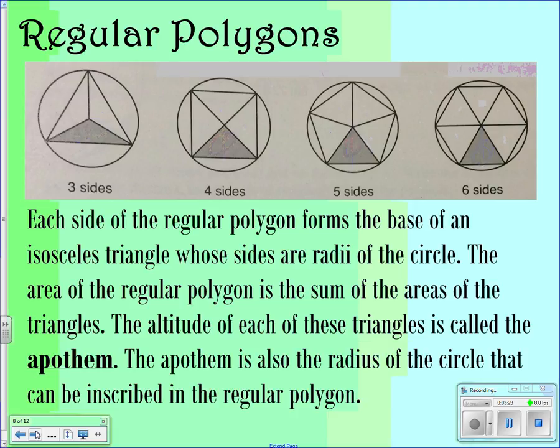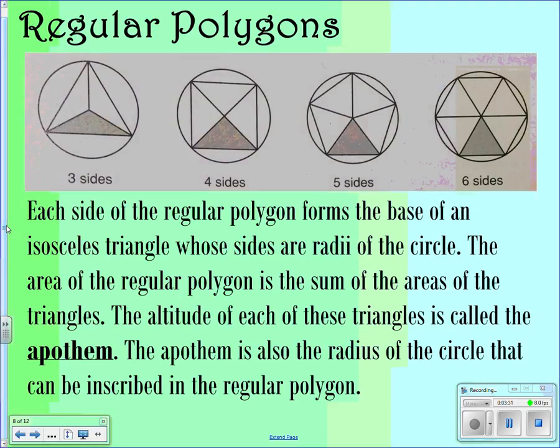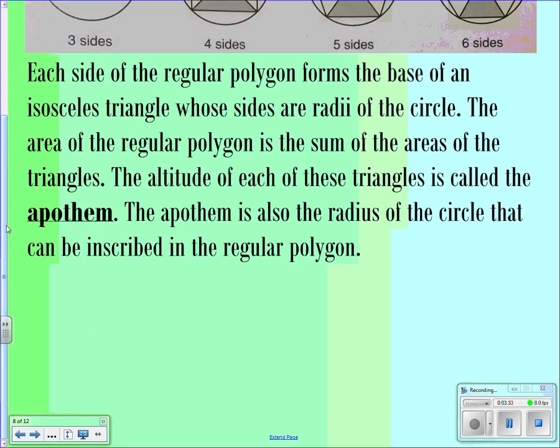The apothem is also the radius of the circle that can be inscribed in your regular polygon. So if I have a regular polygon, I can put a circle inside of it, and this is the apothem, and it's also the radius of the circle that is inside of your polygon.